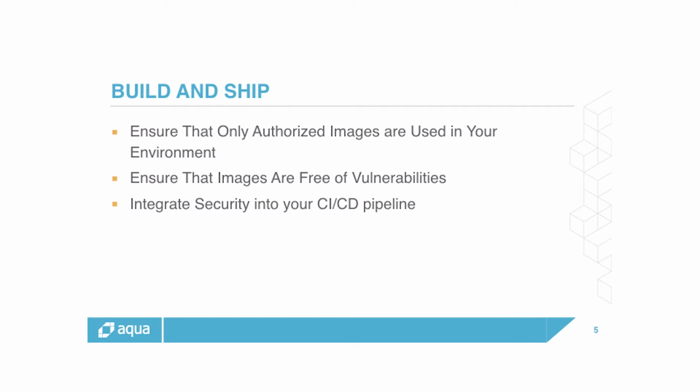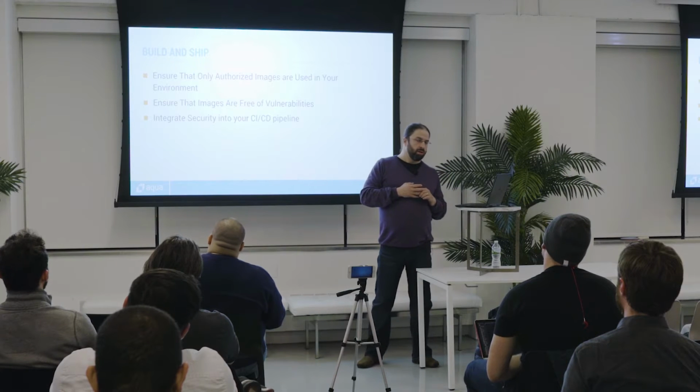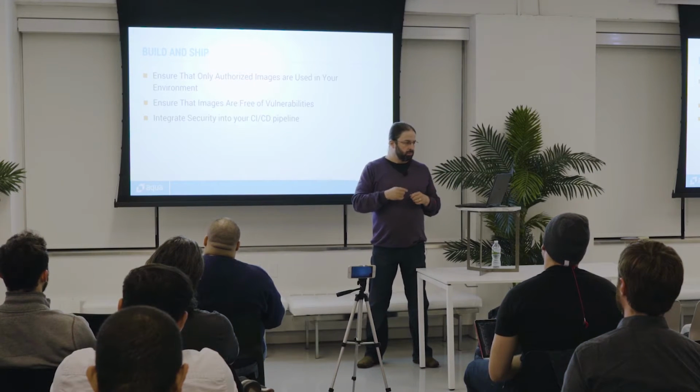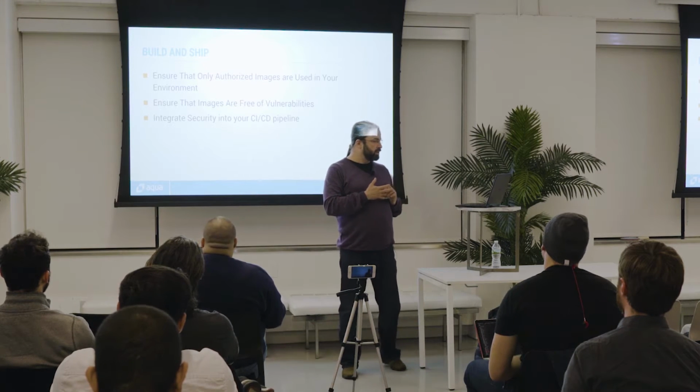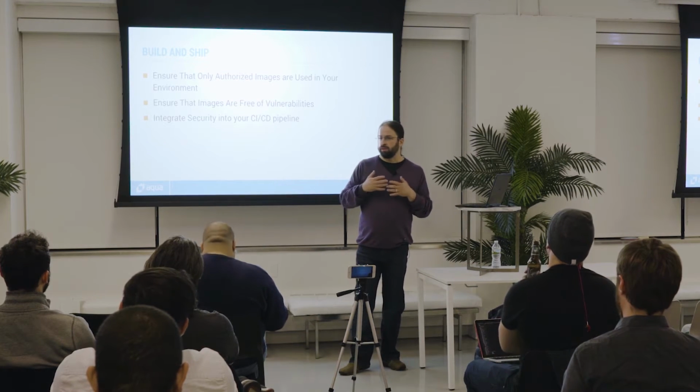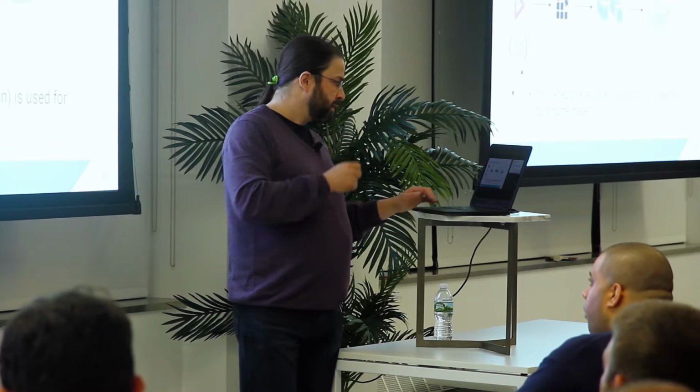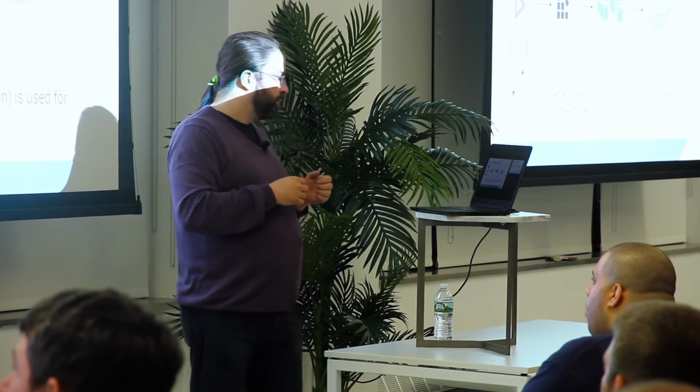So we'll go from the left to the right and see what we think needs to be done. You need to make sure that only what you want and what you authorize to run will run in your environment. You need to make sure that the images you run pass your security assessments and vulnerability scanning. And as I said earlier, you want to integrate security into your processes, meaning your CI/CD pipeline. Let's see what it means.